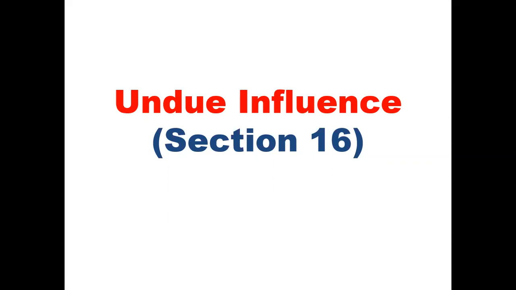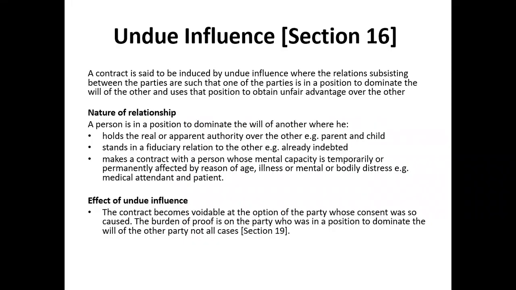A contract is said to be induced by undue influence where the relations subsisting between the parties are such that one of the parties is in a position to dominate the will of the other and uses that position to obtain an unfair advantage over the other. So there are two parties, and one party is in a dominant position compared to the other party. What are the dominant positions?